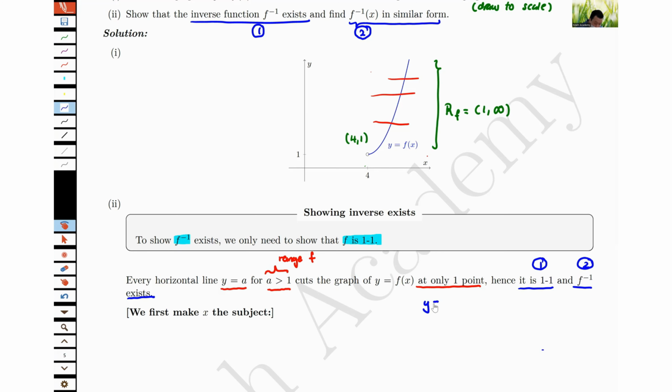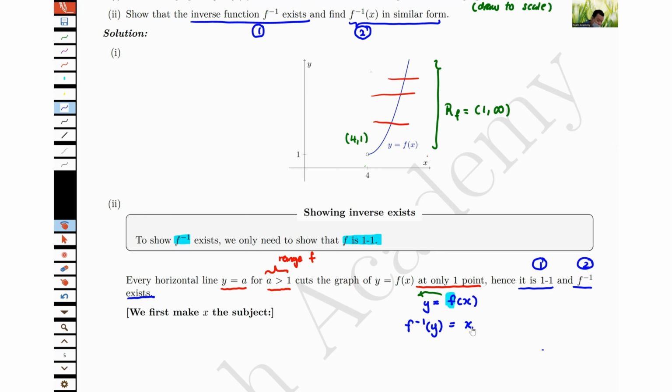For any function f, usually we say y equals f(x). So if you want the inverse function, what will happen? You visualize this f as being moved towards the left. So if we move it towards the left, it becomes f inverse. So we write f inverse of y is x.